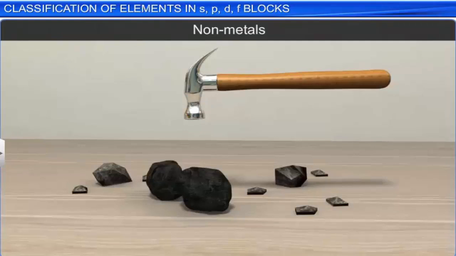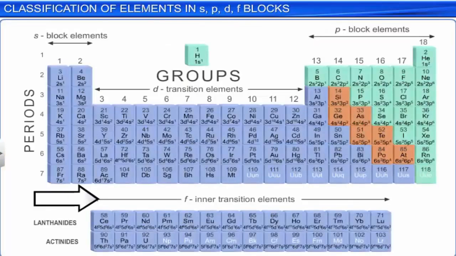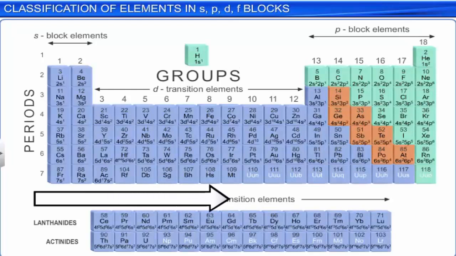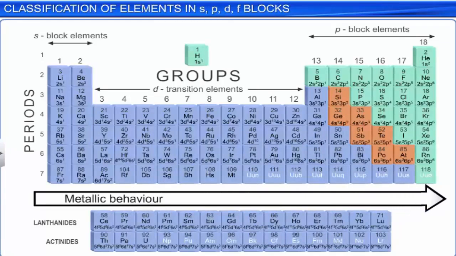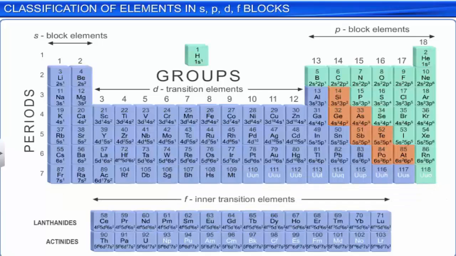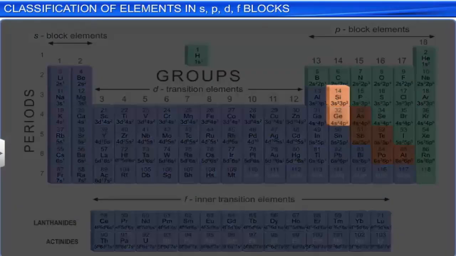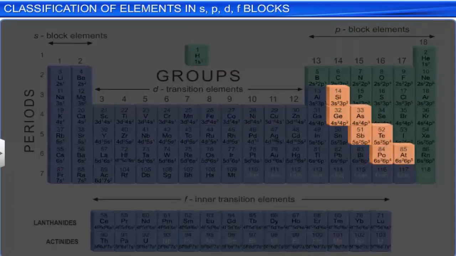Across a period, as we move from left to right, there is a transition from the metallic behavior to the non-metallic behavior. Elements like silicon, germanium, arsenic, antimony, and tellurium in the p block of the periodic table exhibit properties of both metals and non-metals, and therefore are called semi-metals or metalloids.